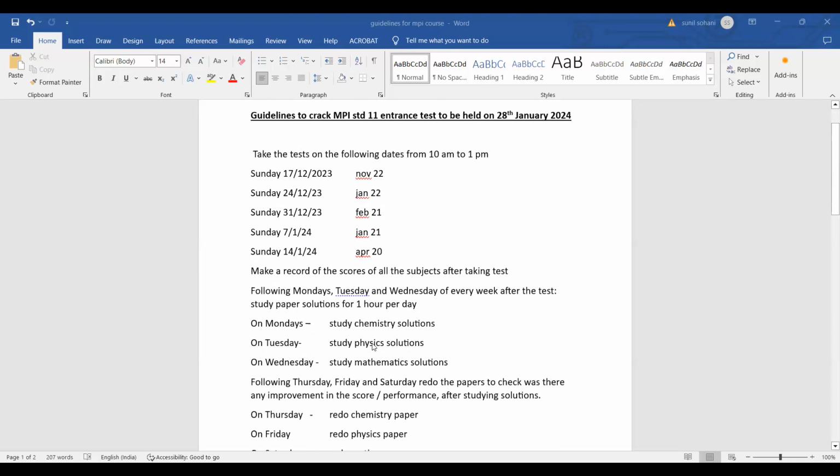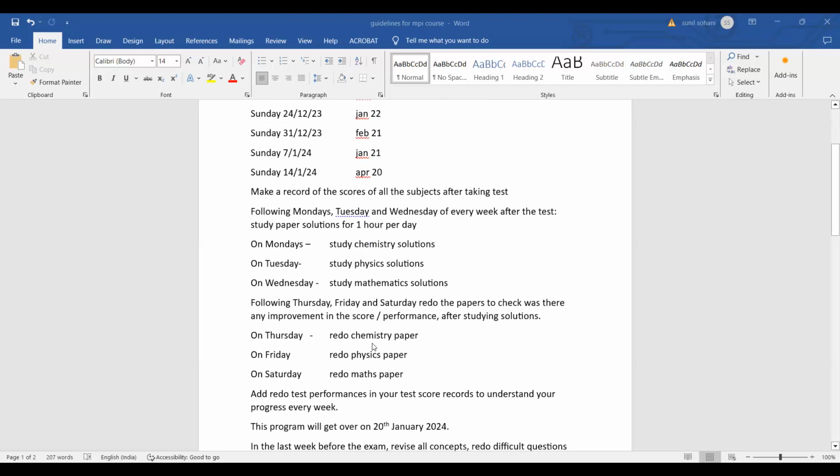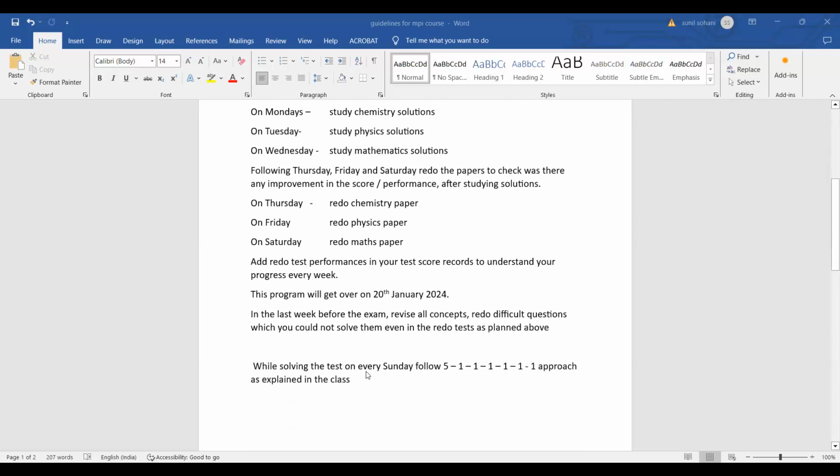Now I have come to the next part. You can see in this document at the bottom line I have written: while solving the test on every Sunday, follow the 5-1-1-1-1 approach as explained in the class. Right now I am going to explain what this approach is. So I am stopping this document. You don't have to copy anything.